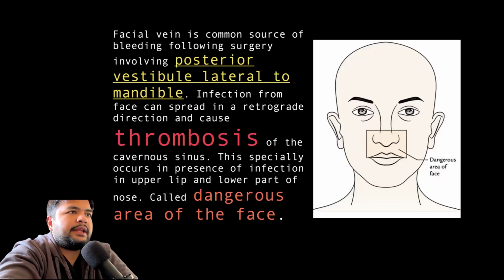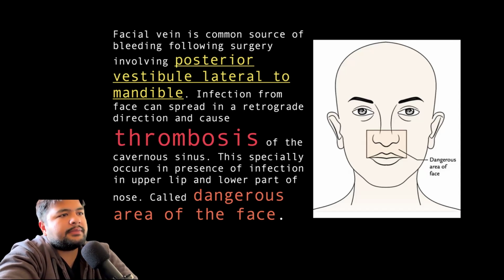The facial vein is a common source of bleeding following surgery involving the posterior vestibule lateral to the mandible. Infection from the face can spread in a retrograde direction and cause thrombosis of the cavernous sinus. This especially occurs in the presence of infection in the upper lip and lower part of the nose, called the dangerous area of the face.